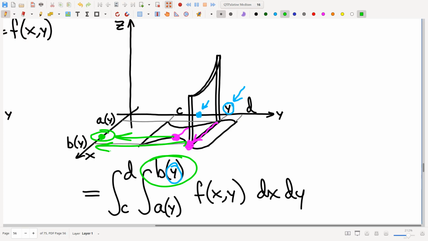So that's the big revelation, the big difference. The only thing that really matters when you have a non-rectangular domain is the inner bounds, in this case the x bounds. As I do the inside integral, the inner bounds are in general functions of the outside variable. That's it. Everything else is pretty much the same.